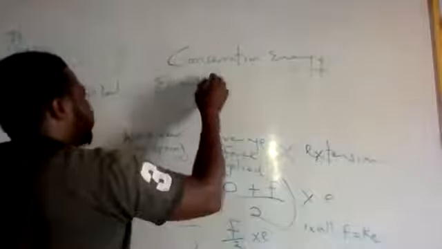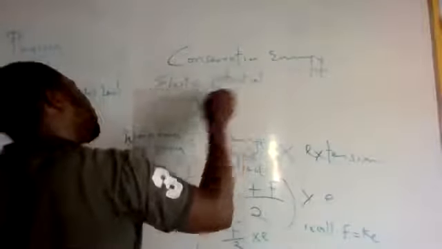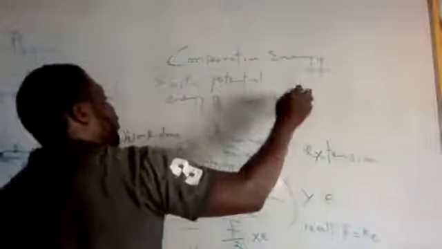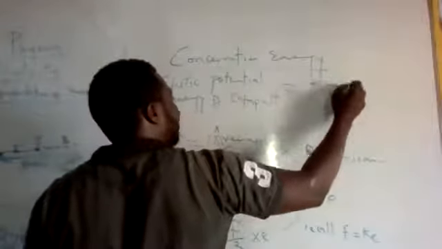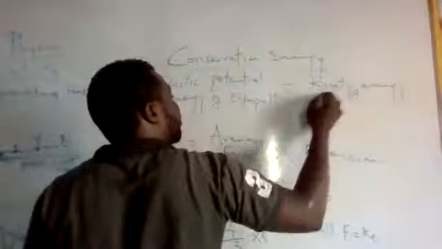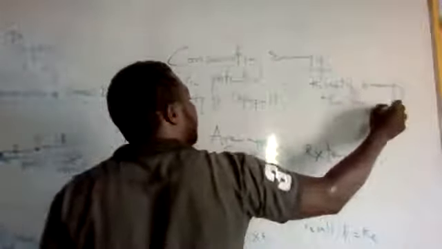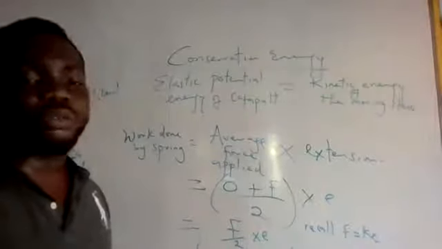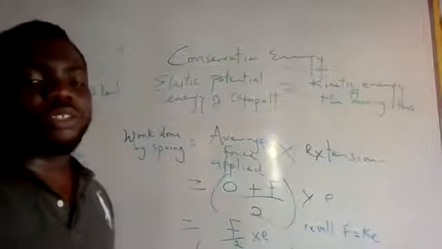Like when you have the catapult. The elastic potential energy of the catapult will become the kinetic energy of the moving stone. So like that. Do you have questions, comments? In the next section of this class, we will be solving questions that relate to conservation of energy.